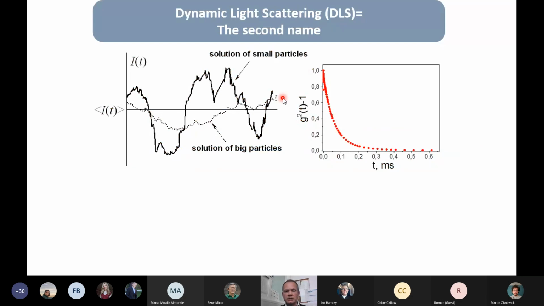So let's have another brief look at the typical experiment. We have the time dependence of the scattered intensity, and we have a solution of two types of particles, a solution of big particles and a solution of small particles. They are clearly different in terms of fluctuations. The correlator, the hardware, calculates the correlation function, and the correlation function is changing from a very deterministic to a very stochastic one, right? And depending on its behavior, we can calculate the characteristic time, and we can calculate the diffusion coefficient.